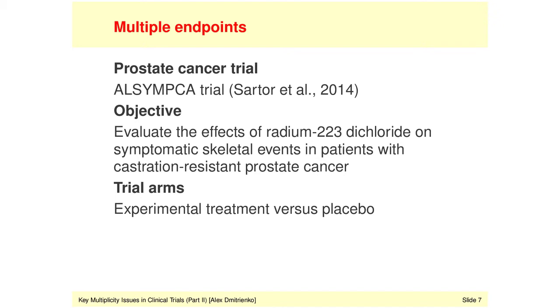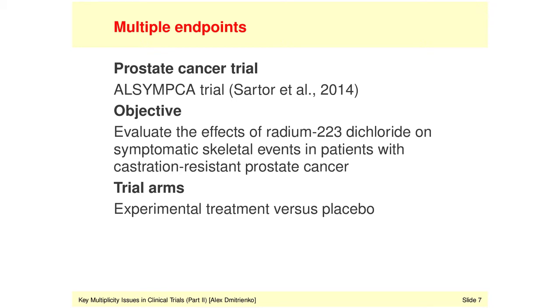Of course, there are numerous other examples of trials with secondary endpoints. I would say that virtually all modern phase 3 trials employ key secondary endpoints for the same main reason. And there was also an interim analysis performed in the ALSYMPCA trial, but we are not going to discuss this aspect of the trial's design. This is a more challenging setting that will be discussed in example 4.